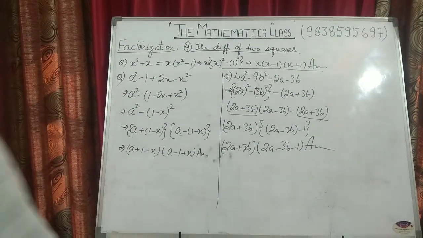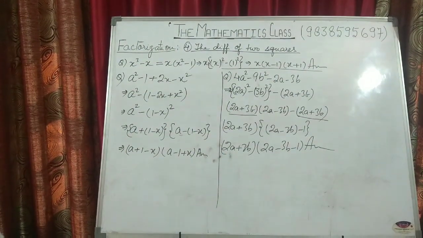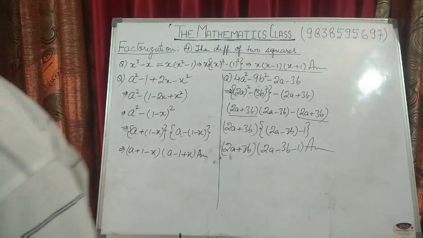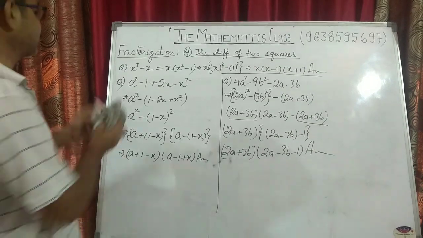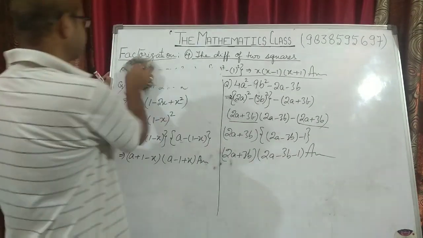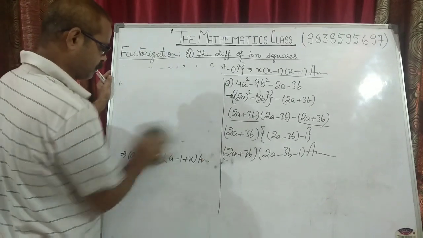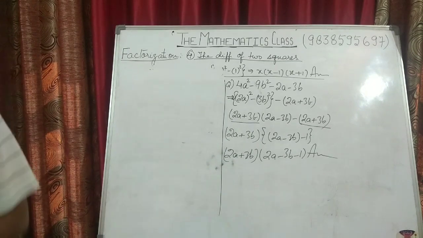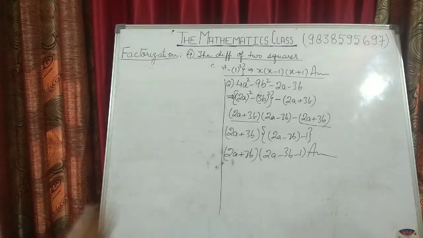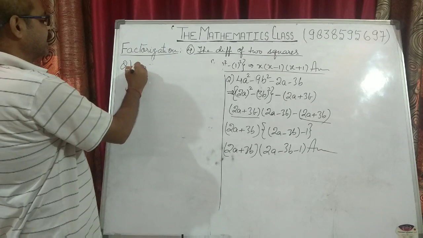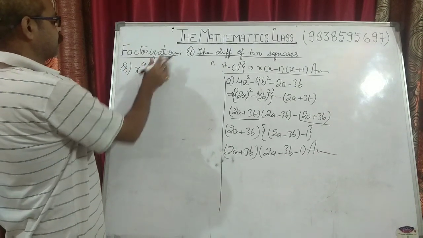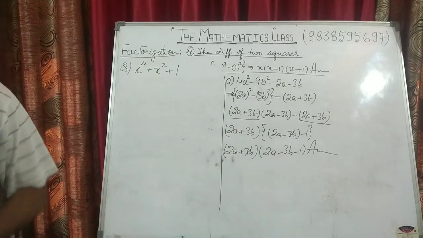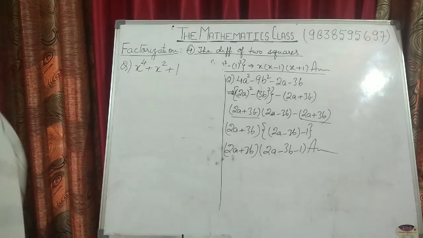Now one more question I will be considering. Let's take a question. In this again we'll be using the same thing. In this it is x to the power 4. Question is x to the power 4 plus x square plus 1. We have to factorize this.